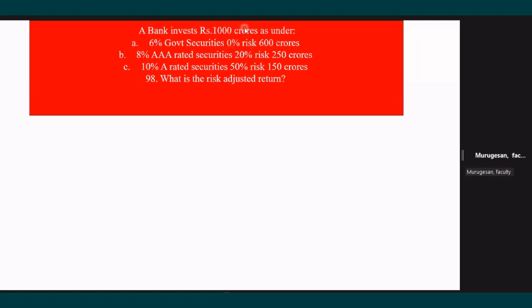The remaining 250 crores they are putting in an AAA rated security, which gives a return of 8%. And the AAA risk weight is 20%. They are investing 250. Now how much is remaining? Out of 1,000 crore, 600 invested in government securities, 250 invested in AAA securities, 150 invested in A securities. So all 1,000 is invested. Now the question is, what is the risk adjusted return? After adjusting the risk, what is the return? Now how to do it?